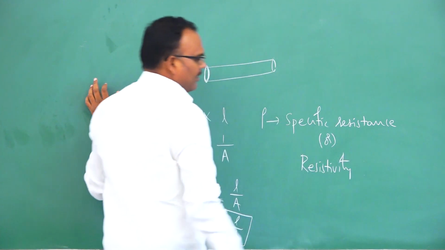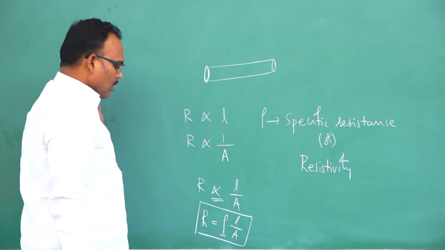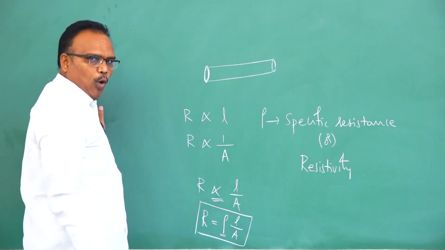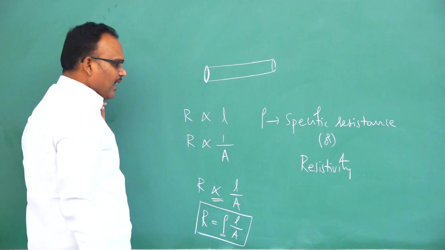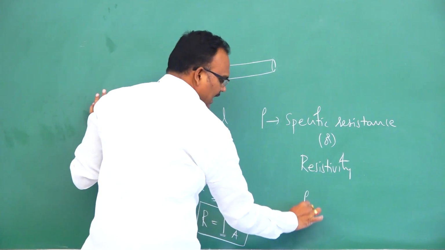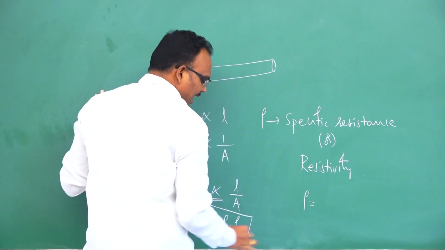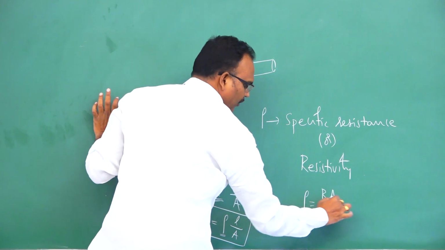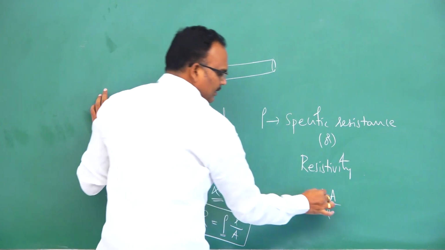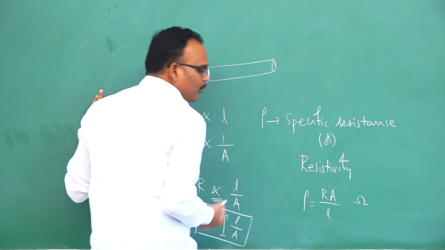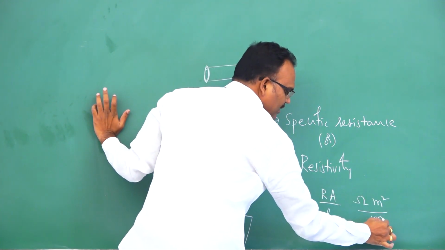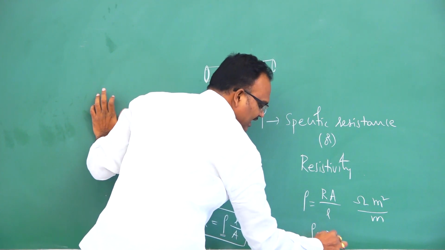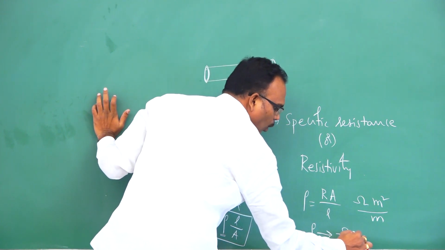Resistivity. Okay, resistance unit I know is ohm. So I need to write the unit for resistivity. So I'll rearrange this equation in terms of rho equals RA by L. Resistance unit is ohm. Area unit is meter square. Length unit is meter. So resistivity SI unit is ohm meter.